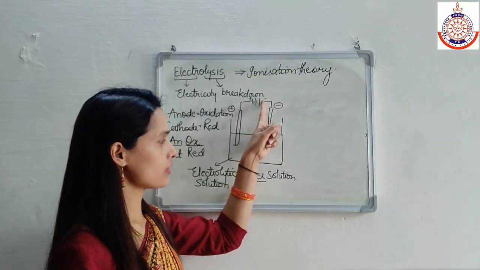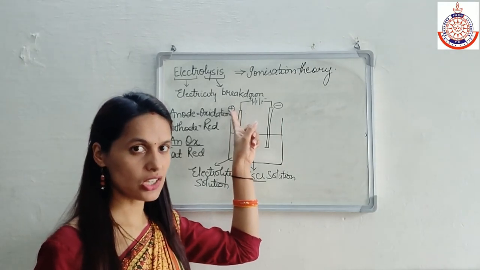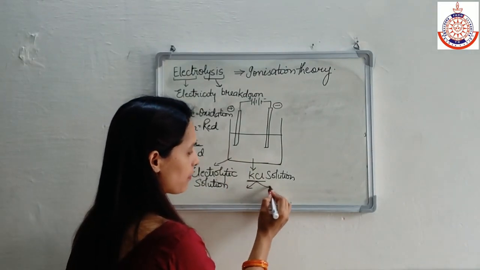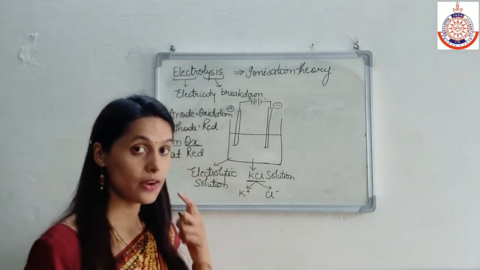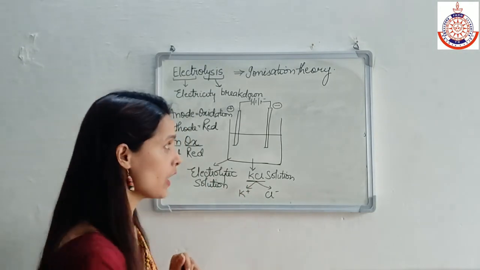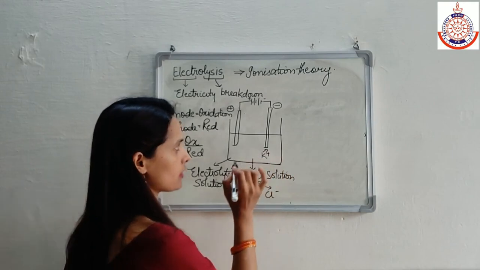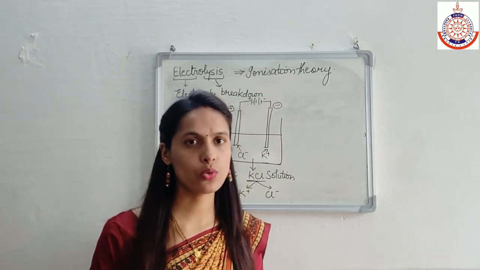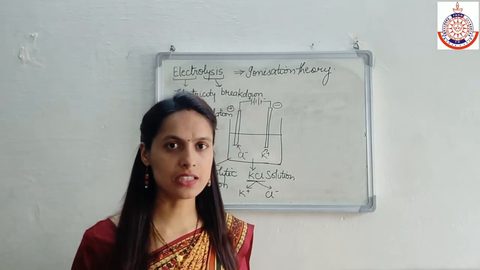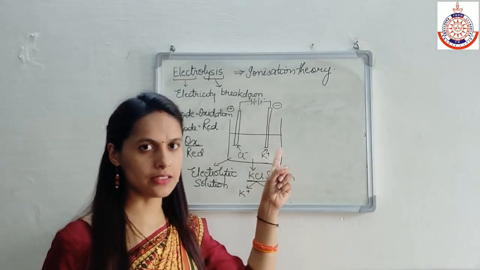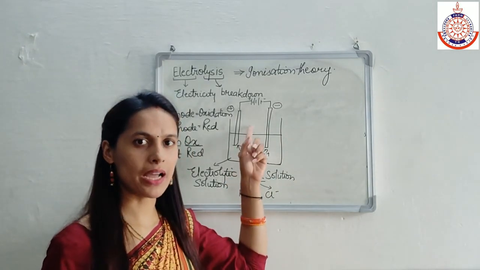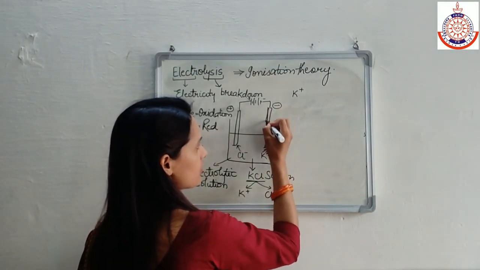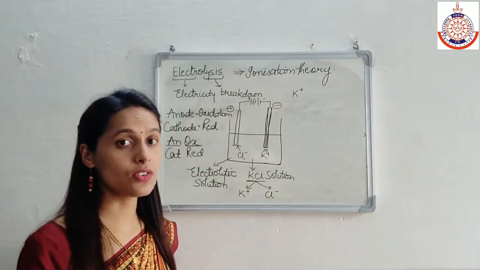Now, because of the electricity, this terminal carries a positive charge and this terminal carries a negative charge. In this solution, we have two different types of ion, K positive and Cl negative. K positive will move towards the negative electrode and Cl negative will move towards the positive electrode, because we know that unlike charges attract each other.